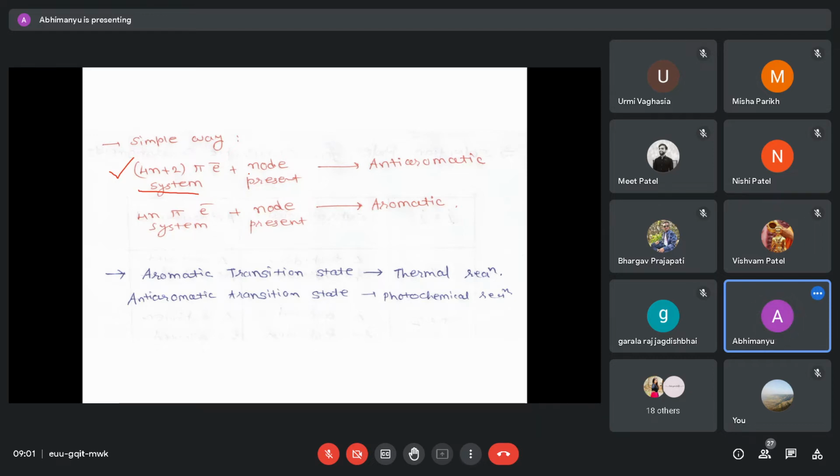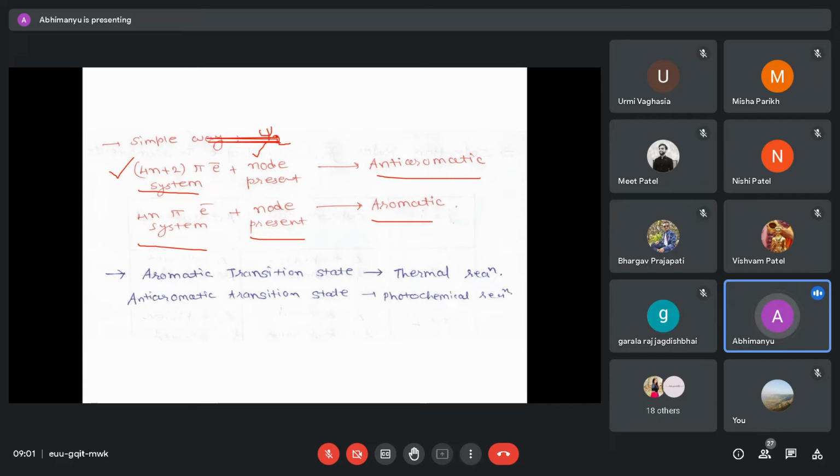Yes. But what is the reverse story? If node present, node presence means what? It is the story about the psi2. It is the story about psi2. Then anti-aromatic. Same 4n pi electron is the anti-aromatic, but if node present, then aromatic.